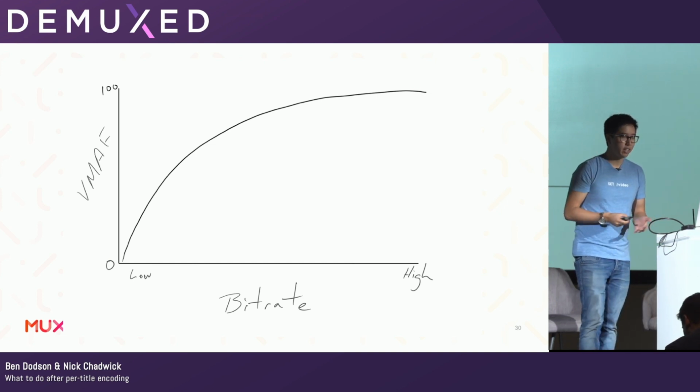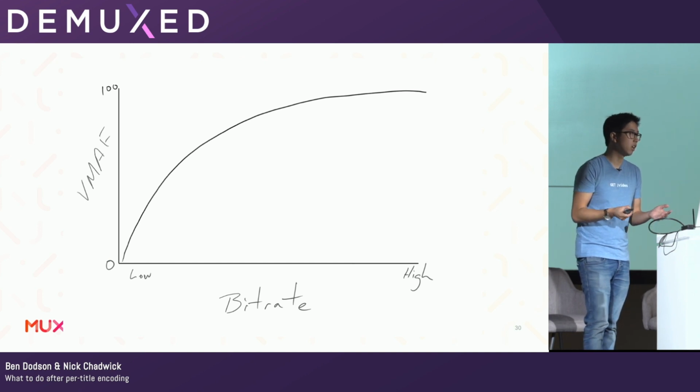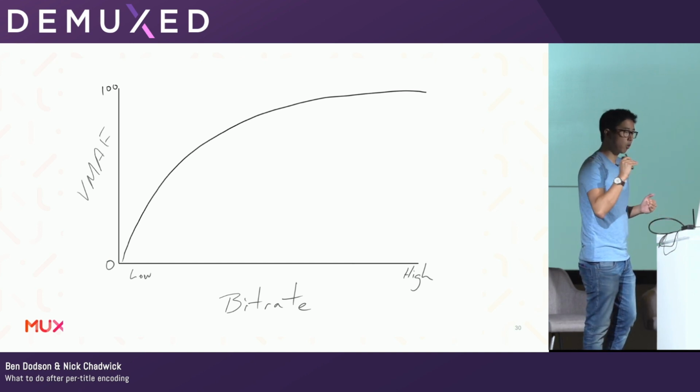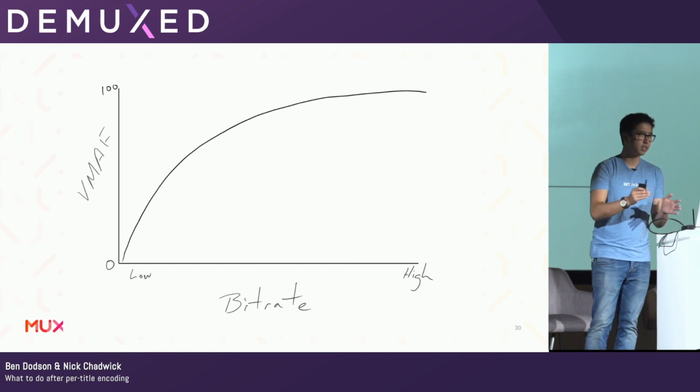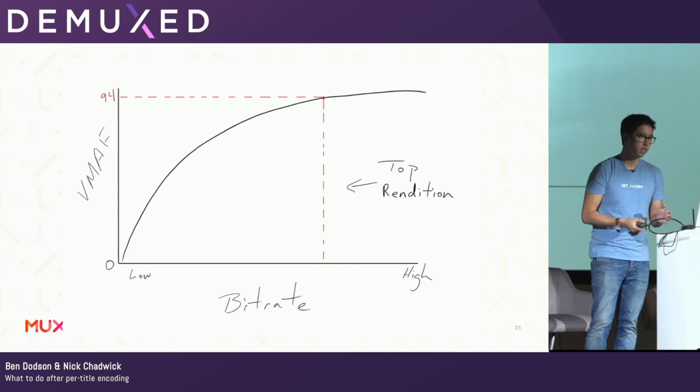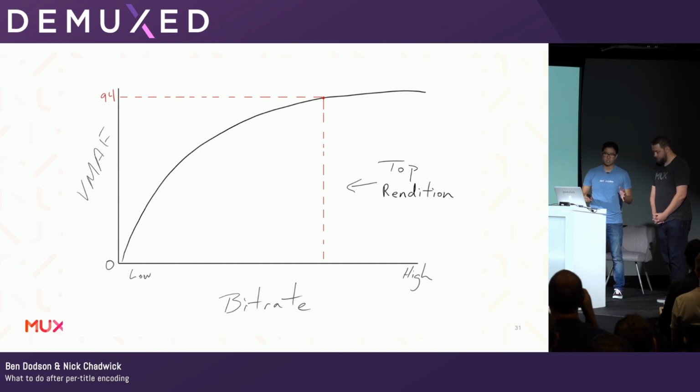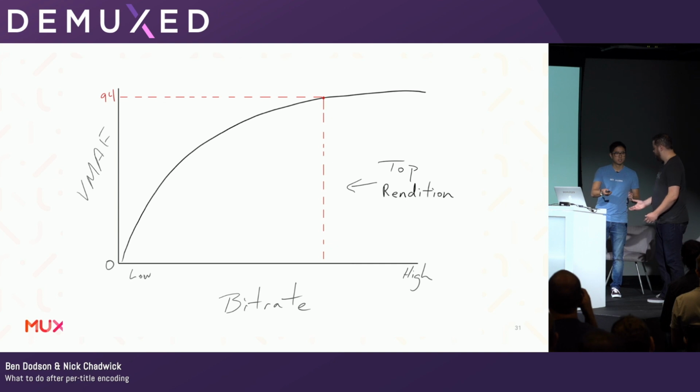Now, we have to start selecting bit rates. So how do we do that? Well, for the top rendition, you can just set a VMAF target as what you want the highest quality to be. So at Mux, we go with VMAF 94 because that's almost indistinguishable from the reference. And then you find the lowest bit rate that hits VMAF 94. So that's your top rendition. Now, before choosing the other renditions, though, there are some challenges that we discovered that need to be addressed.